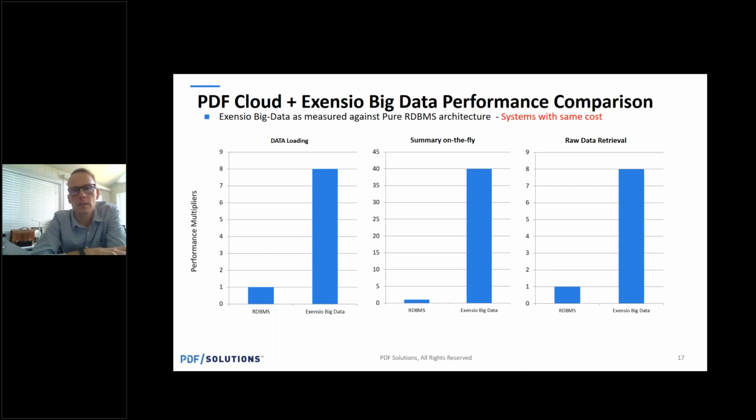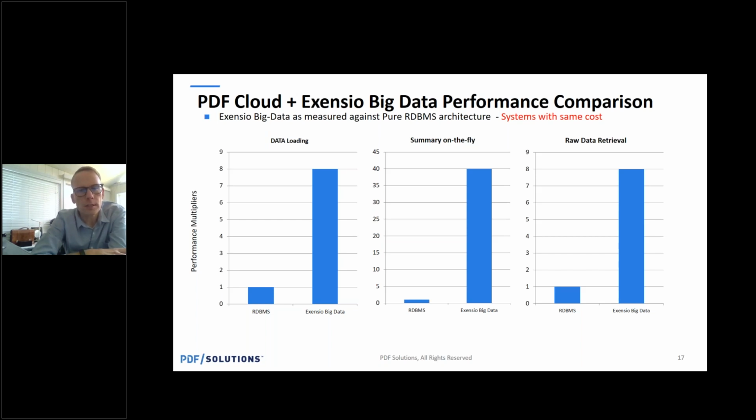So if we compare Exensio big data to a traditional relational database deployment, and we do so using systems with the same cost, one of the key benefits to a big data architecture is it can be enabled by commodity hardware. When we do that, we consistently measure an 8x performance multiplier, both on data ingestion, or the ability to load data into the system, as well as working with that raw data, getting the data out of the system.